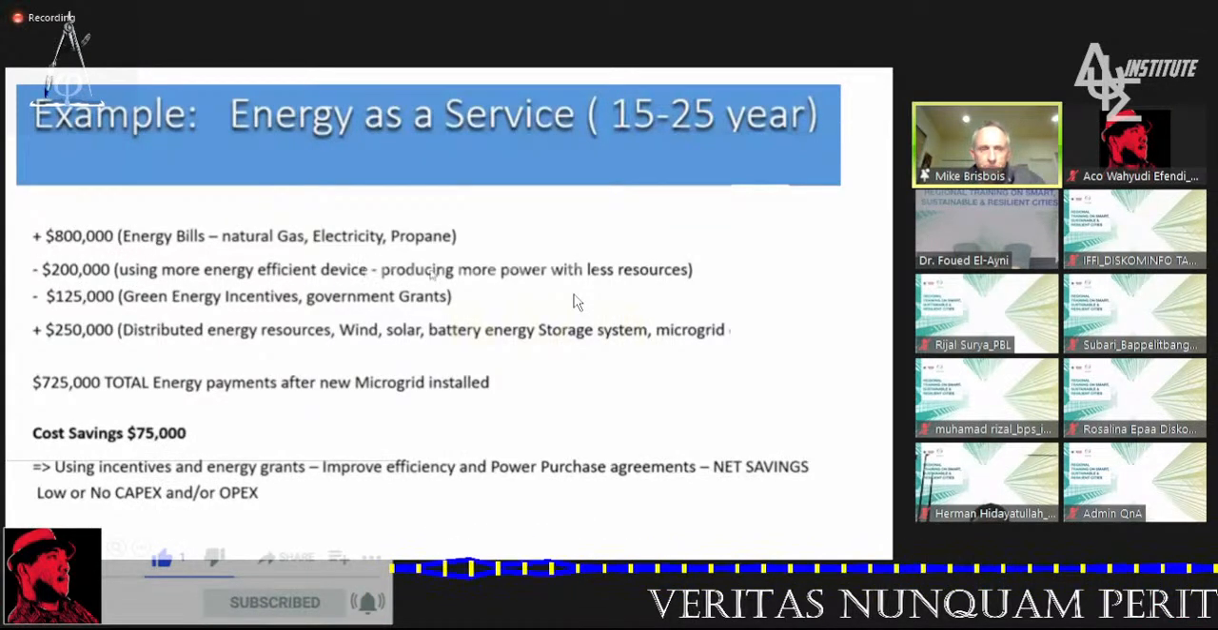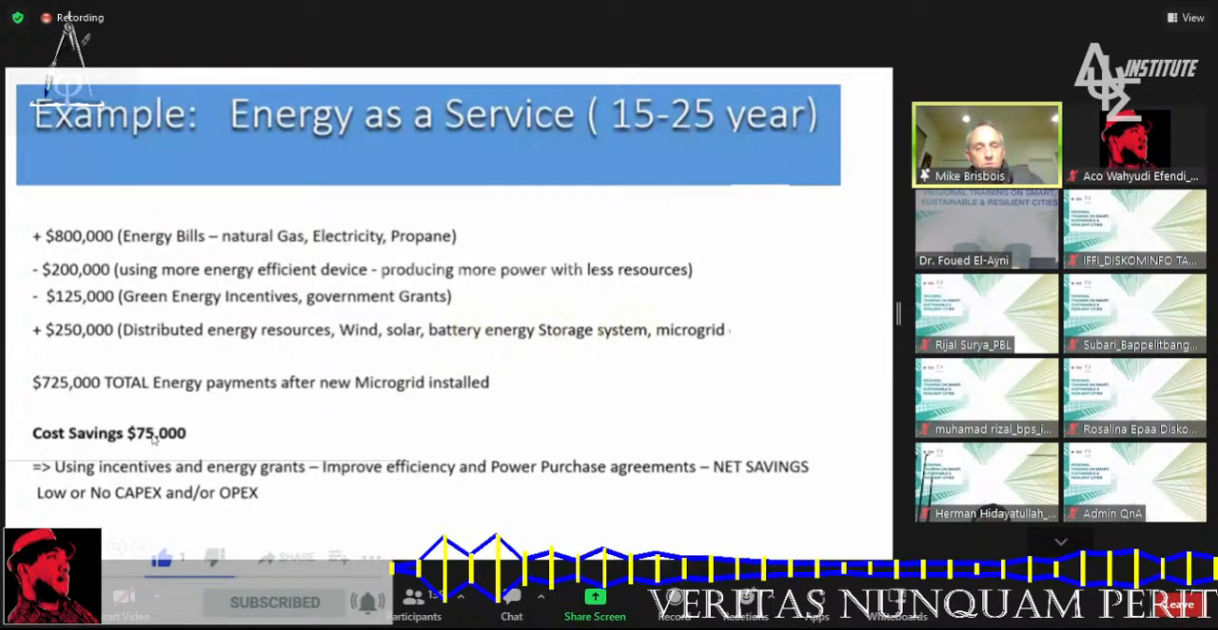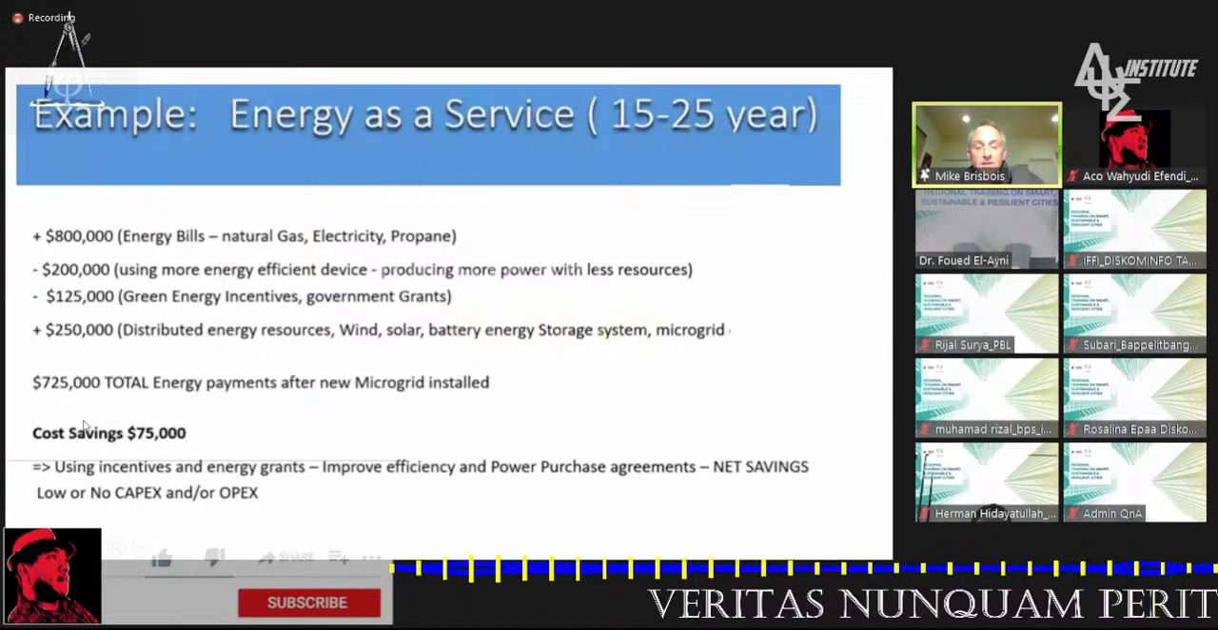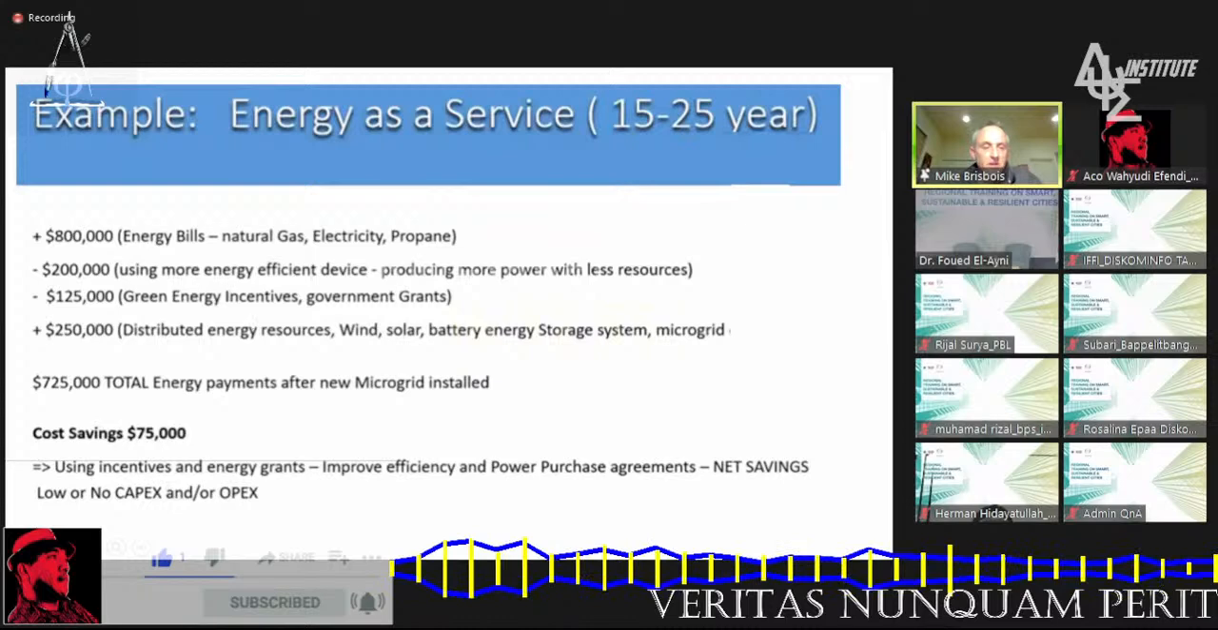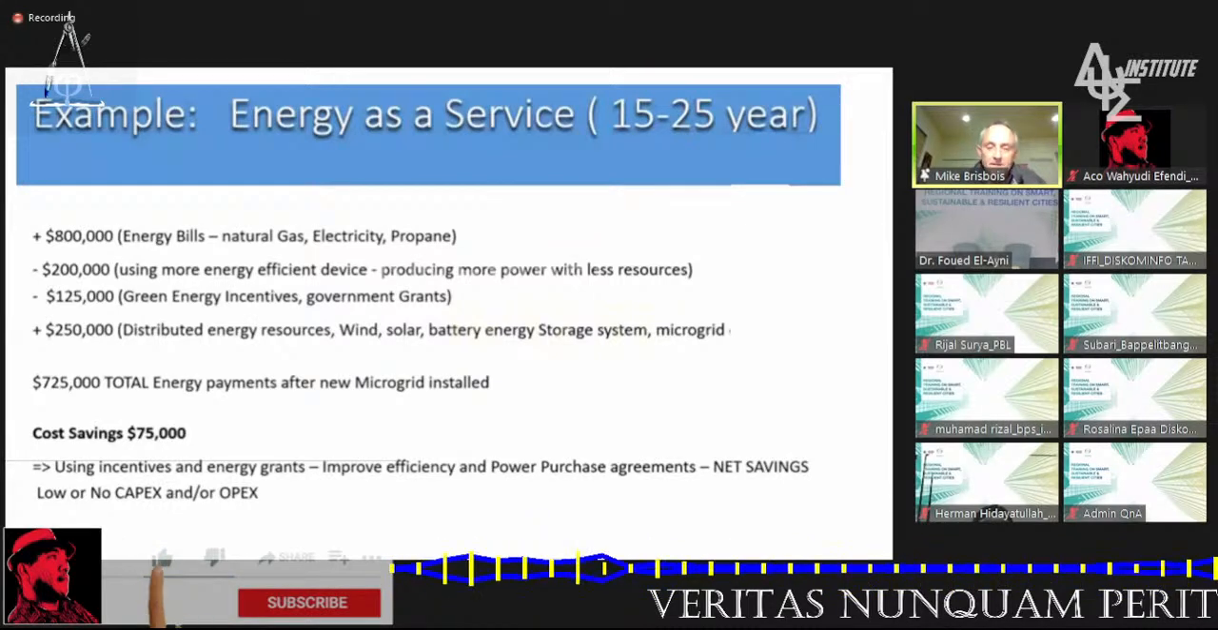So by putting in more microgrid, and then the net from all this came up to $725 total energy payments for the new microgrid install. So basically, the client in this case actually saved money when we came in. To me, that's a win-win when you're actually saving money and the client is not paying anything.